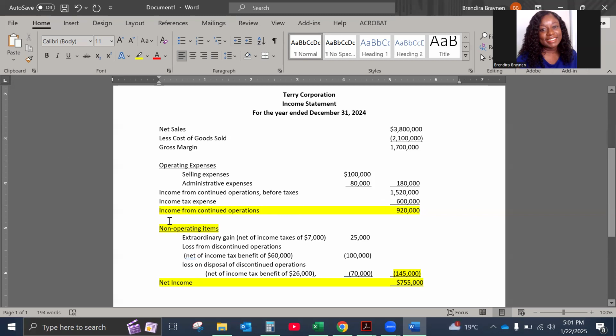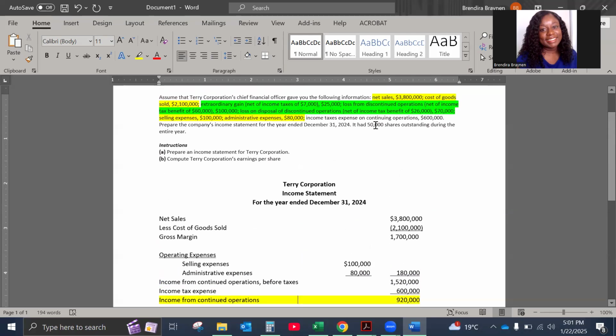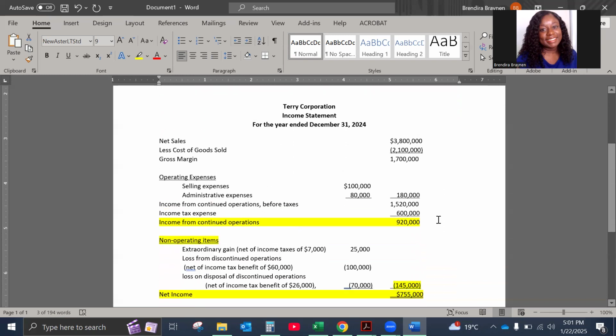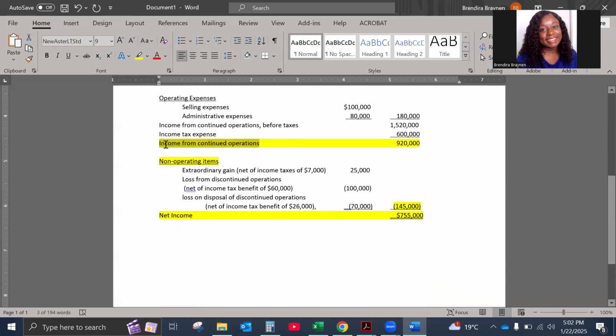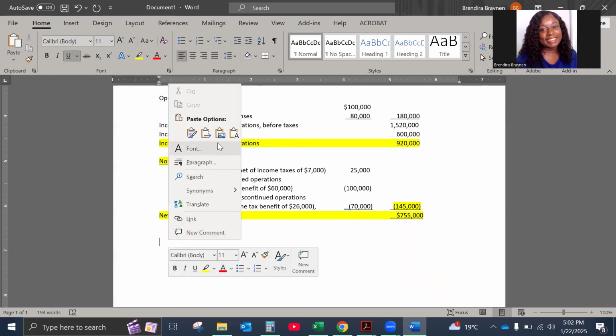But sometimes they do ask you to do all 3, and there are 3 main sections. And again, this is a main section, continuing operations. Non-operating or discontinued operations or extraordinary items, these are non-operating, and then net income is always calculated for earnings per share. To calculate earnings per share, what we simply do is look at the number of shares outstanding, and we take this and divide it by those particular numbers. So if we had preferred stock dividends, we would have to consider that, but they normally don't, we're not going to see that right now.